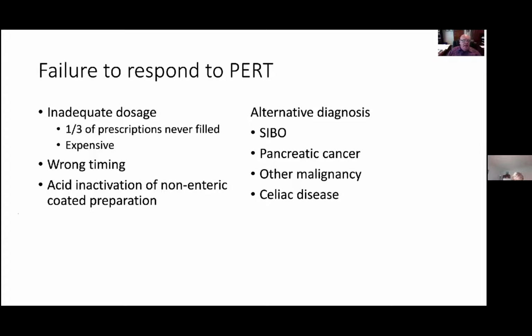If that's not the answer, if they actually have access to the drug and they're taking it in the right dose, the next question is, are they taking it at the right time? And the last is, if they're on the non-enteric-coated preparation, are they avoiding acid inactivation by taking at the same time an acid-reducing medicine? And if none of those are the answer, then start thinking about an alternative diagnosis, and small intestinal bacterial overgrowth is the most common one.